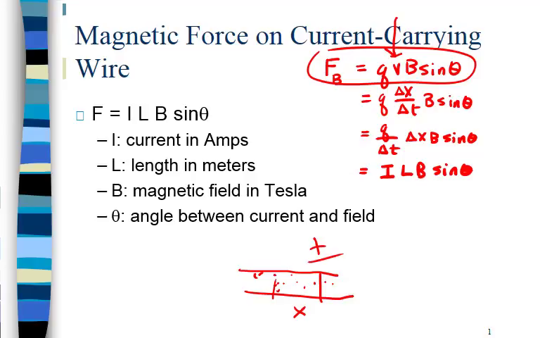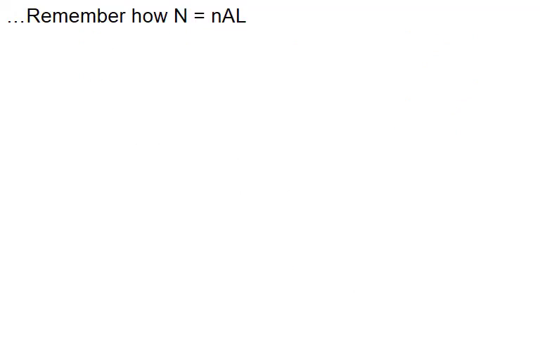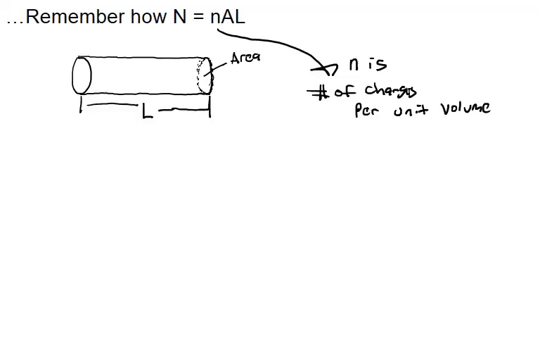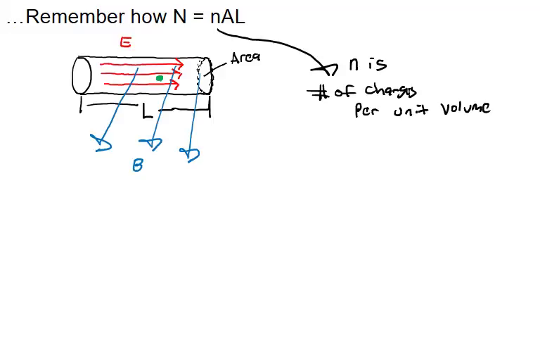And so we know that Q over t, which is this portion here, is current, so we multiply the current by the length of wire exposed to the field, and we can figure out the strength of the field. If you recall, n is the number of charges per unit volume, so the number of electrons per unit volume. A was the area in a wire, and then L is the length there, right?